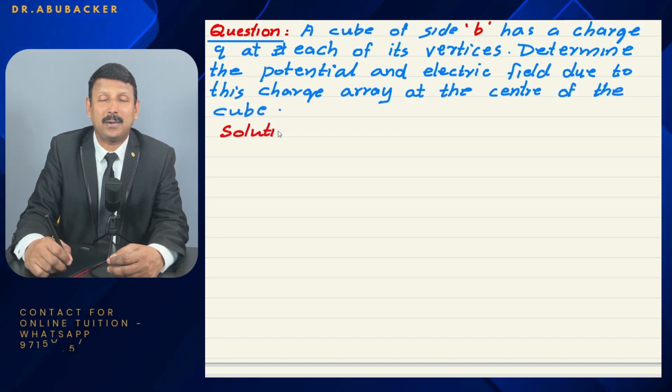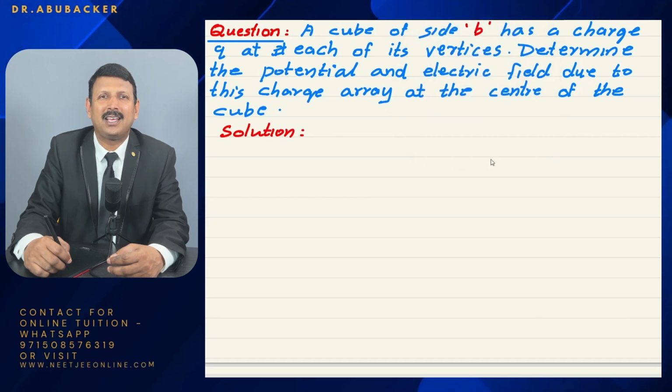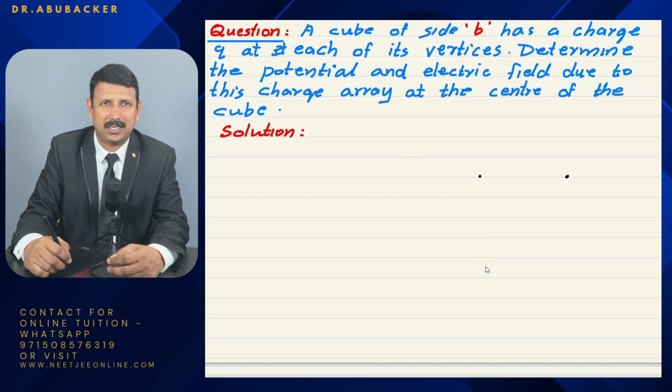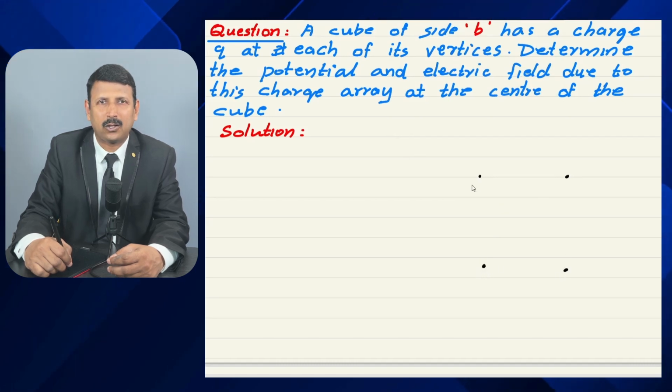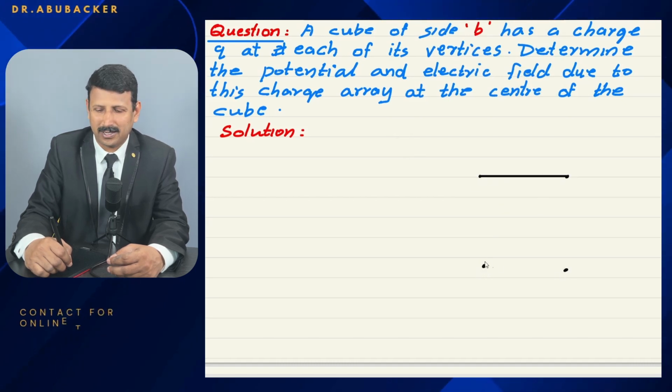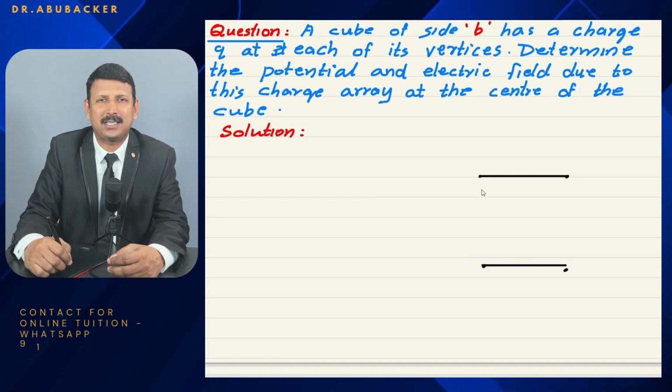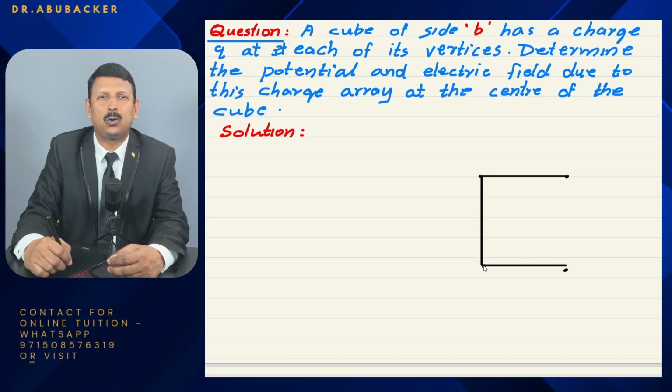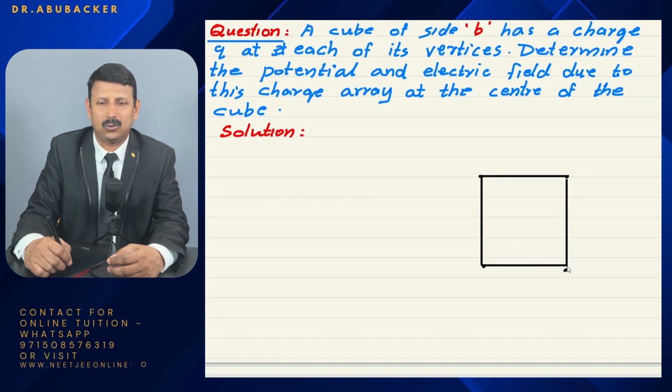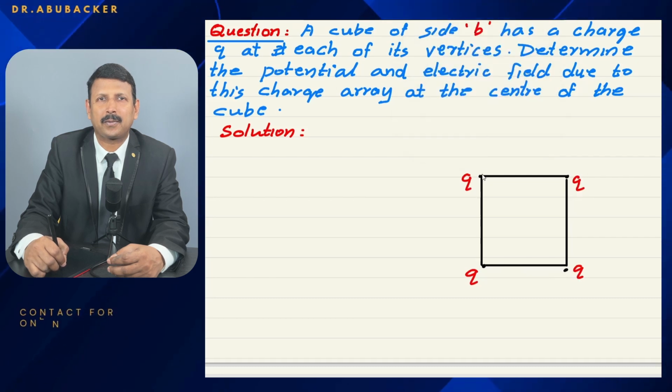You can imagine a cube is a three-dimensional device, and the diagonals meeting at the center of the cube are also three-dimensional. So let me draw one cube first. Square side I am drawing. Remember, in the question they mentioned that the side of the cube is B, we will label it. So the front side is done, all sides are B, and at all vertices there is a charge Q, at all the corners.